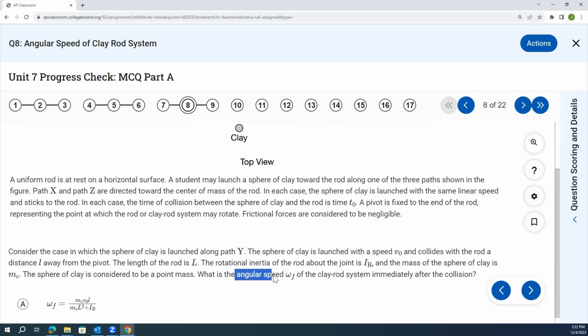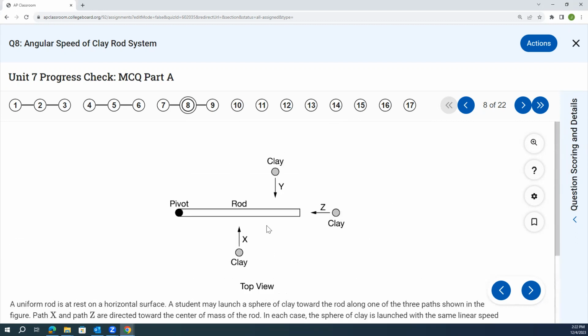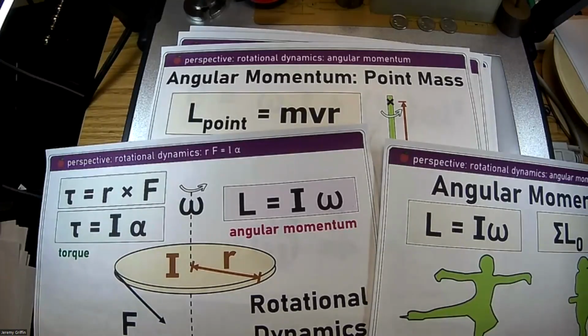Okay, so we know it's inelastic. Now, here's why that matters. If it bounced off like a bouncy ball, then the rod itself would be set into motion with some angular velocity, and that would be it. But if the clay sticks, it has some rotational inertia too. In fact, it's not going to rotate as fast, because it's adding inertia to the system.